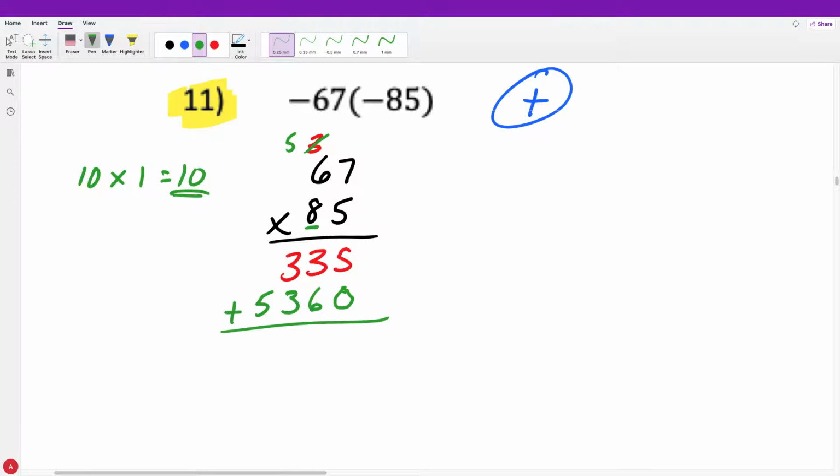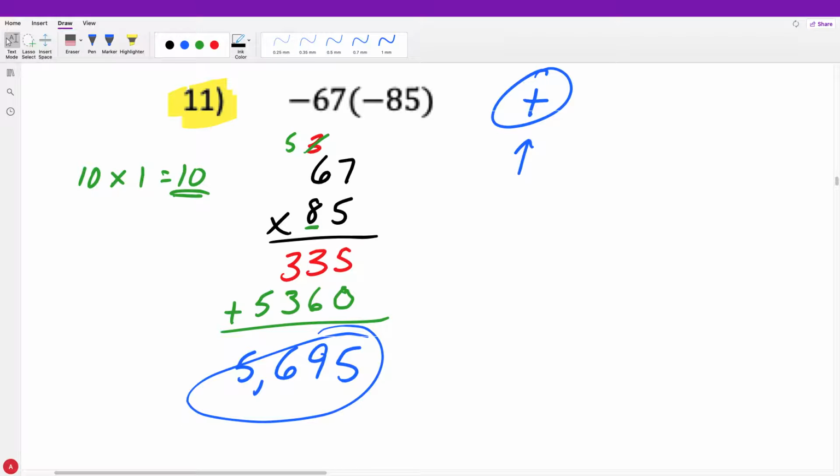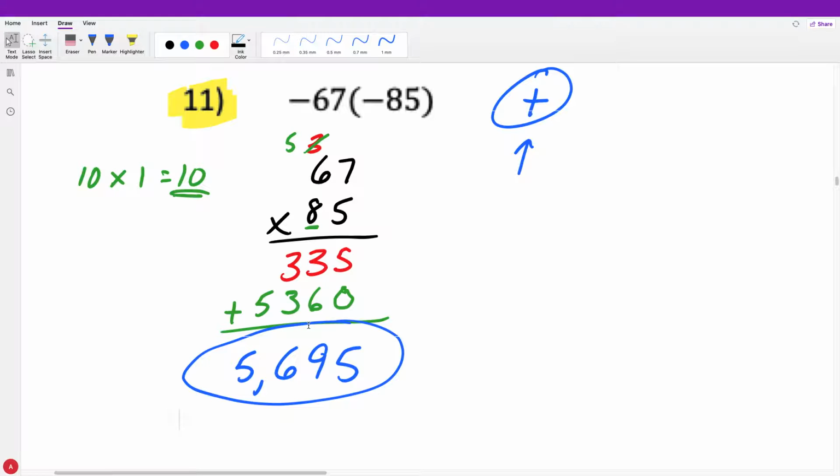And now we just go and add down. 5 plus 0 is going to give me 5. 3 plus 6 is 9. 3 plus 3 is 6. And then we have 5, 6, 9, 5. Since I said it was positive to begin with, I know I didn't need to change anything there. So I'm going to go ahead and just circle that as my final answer.